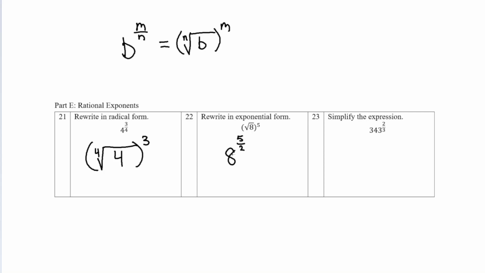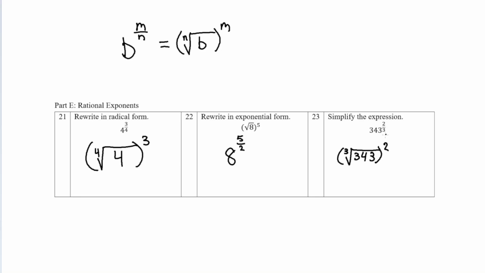And that's the exponential form of it. Done. Number 23, simplify this. So normally when it says simplify, not guaranteed, but a lot of times you will be able to turn this into a single number or something like that. And we will, because this is going to be 343. I want to cube root that and then square all that.